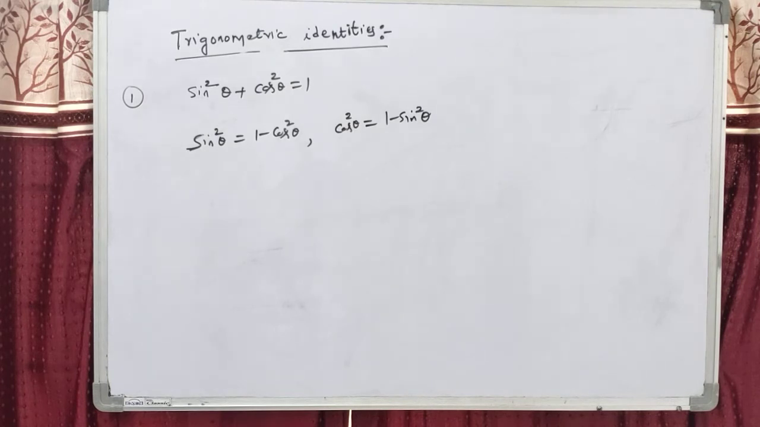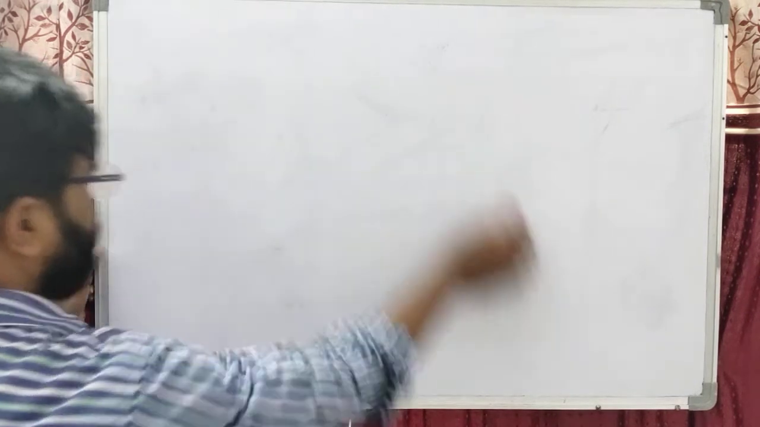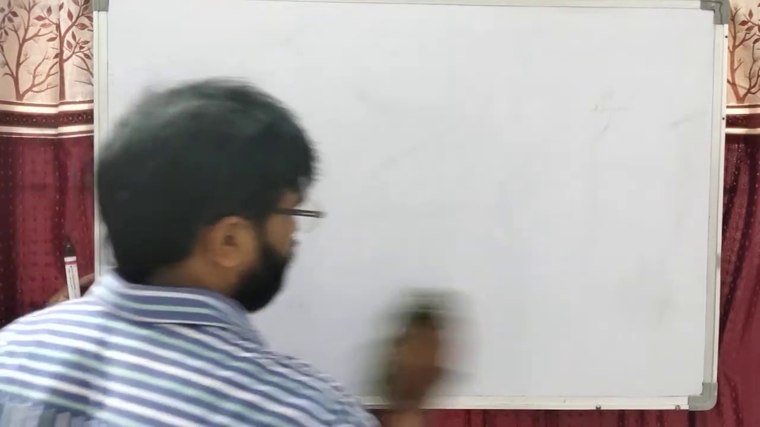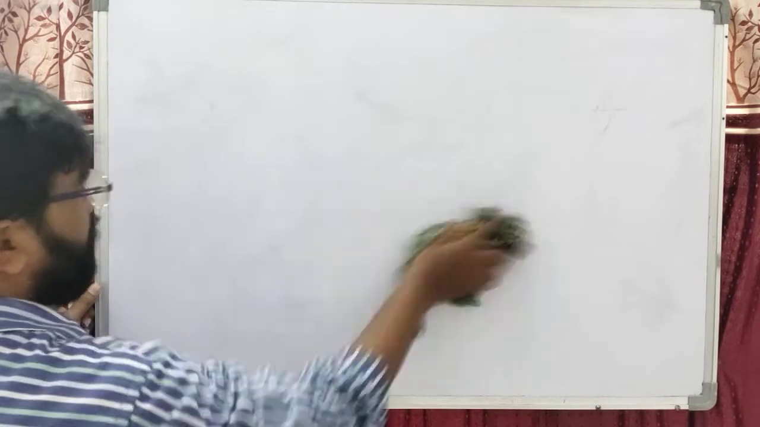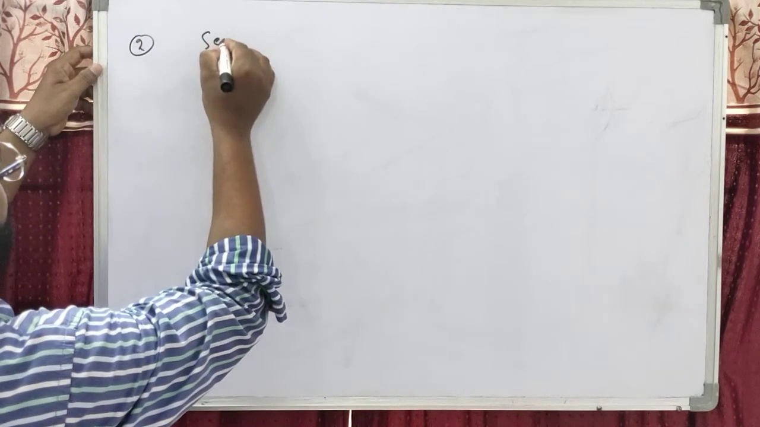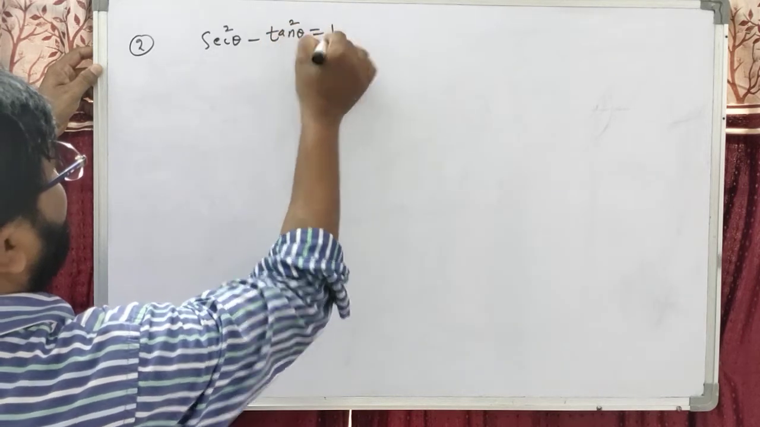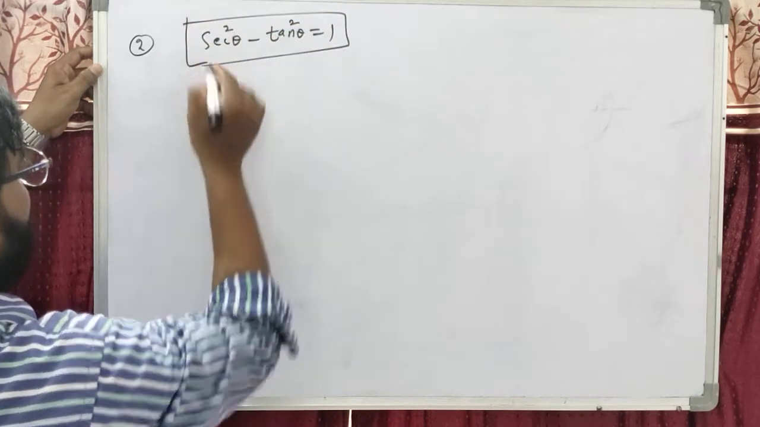Now the another identity is, dear students, secant square theta minus tan square theta equal to 1. These formulas are very important, students. Don't forget them. Please read. I think we know that these are all formulas from the previous classes. Therefore, now the second one is secant square theta minus tan square theta equal to 1. This is the another identity.